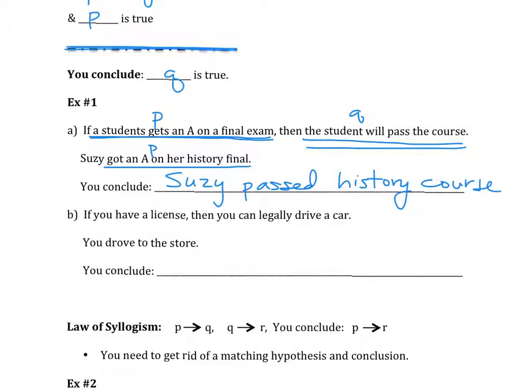If you have a license, then you can legally drive a car, okay? So if you have a license as your hypothesis, you can legally drive a car is your conclusion. The next statement says you drove to the store. You have a license? No, you don't. Not necessarily. You could just be driving around.